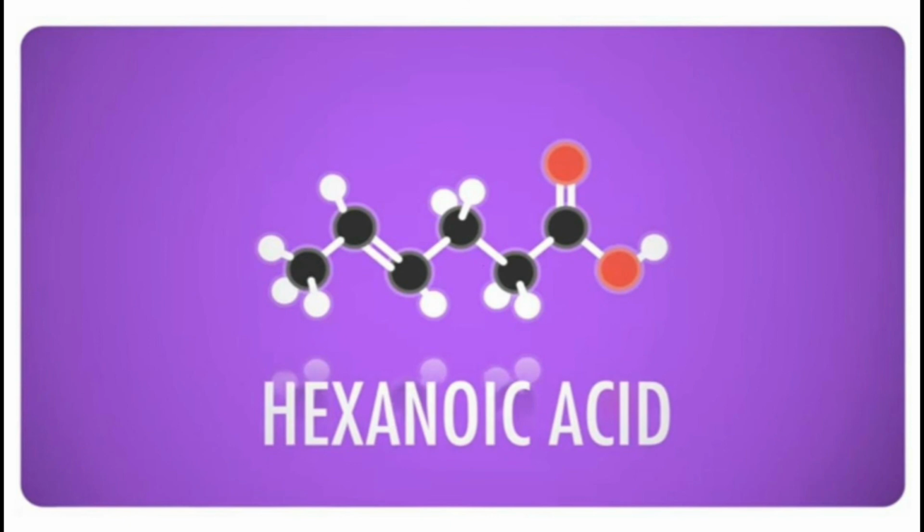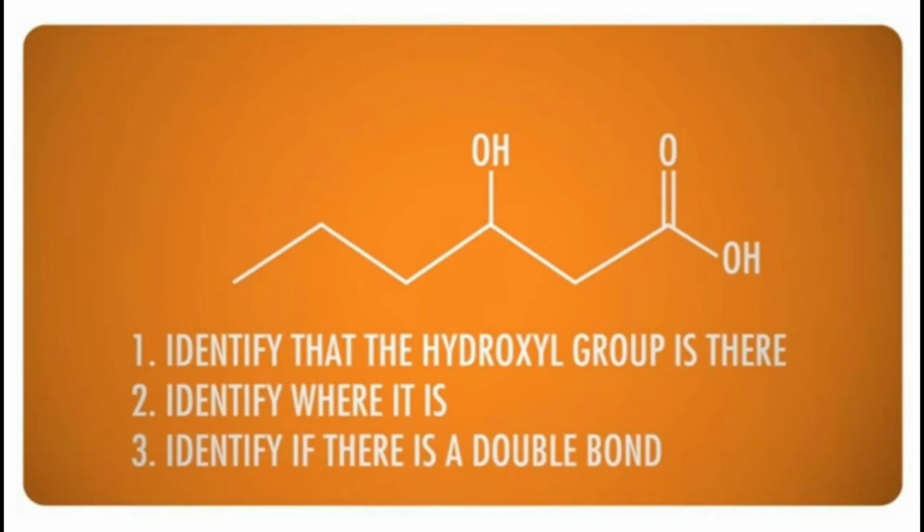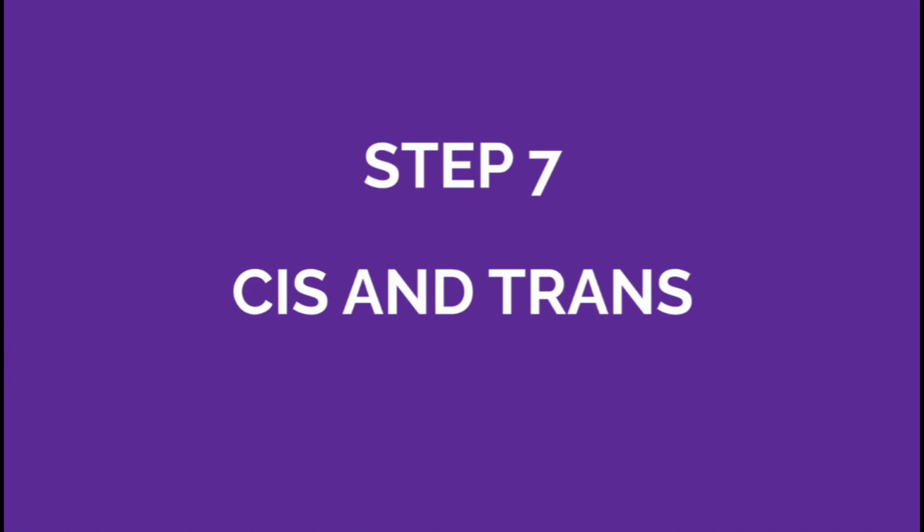Okay, so now that we have created our base name for the molecule, it's time to start looking at what else is attached to it. Any side chain or functional group sticking off the side has to be identified and named. In the next step, we identify the hydroxyl group, where it is, and identify if there is a double bond or not. And the last step will be to find cis or trans.